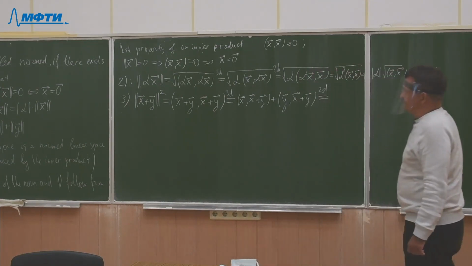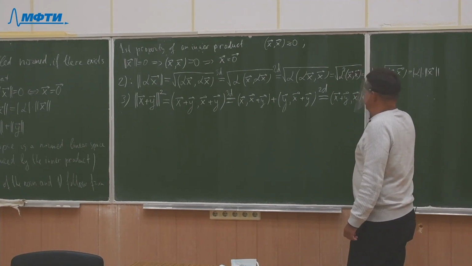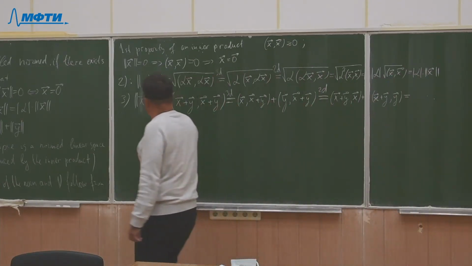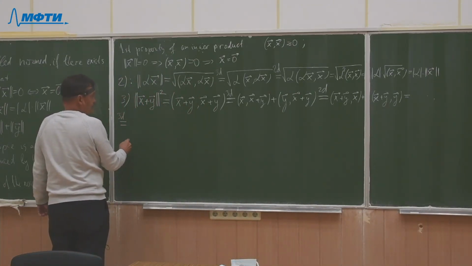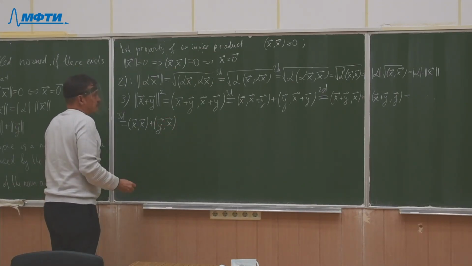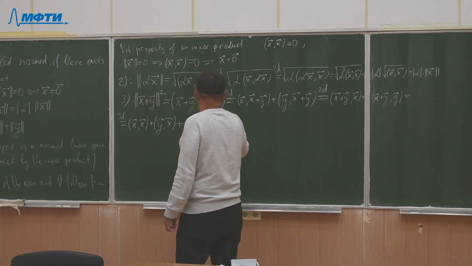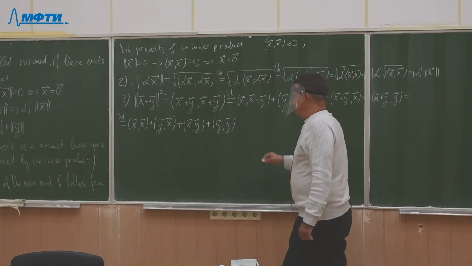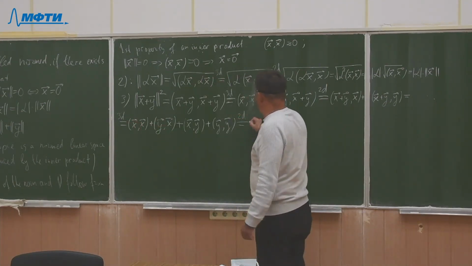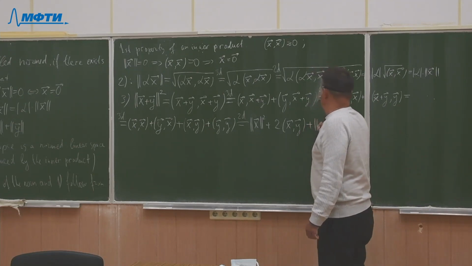Then change the order, second property of the inner product: (x+y, x+y) equals, once again applying the third property, (x,x) + (y,x) + (x,y) + (y,y). Once again, applying the second property, and also the definition of the norm, we have norm x squared plus 2 times inner product of x and y plus norm y squared.